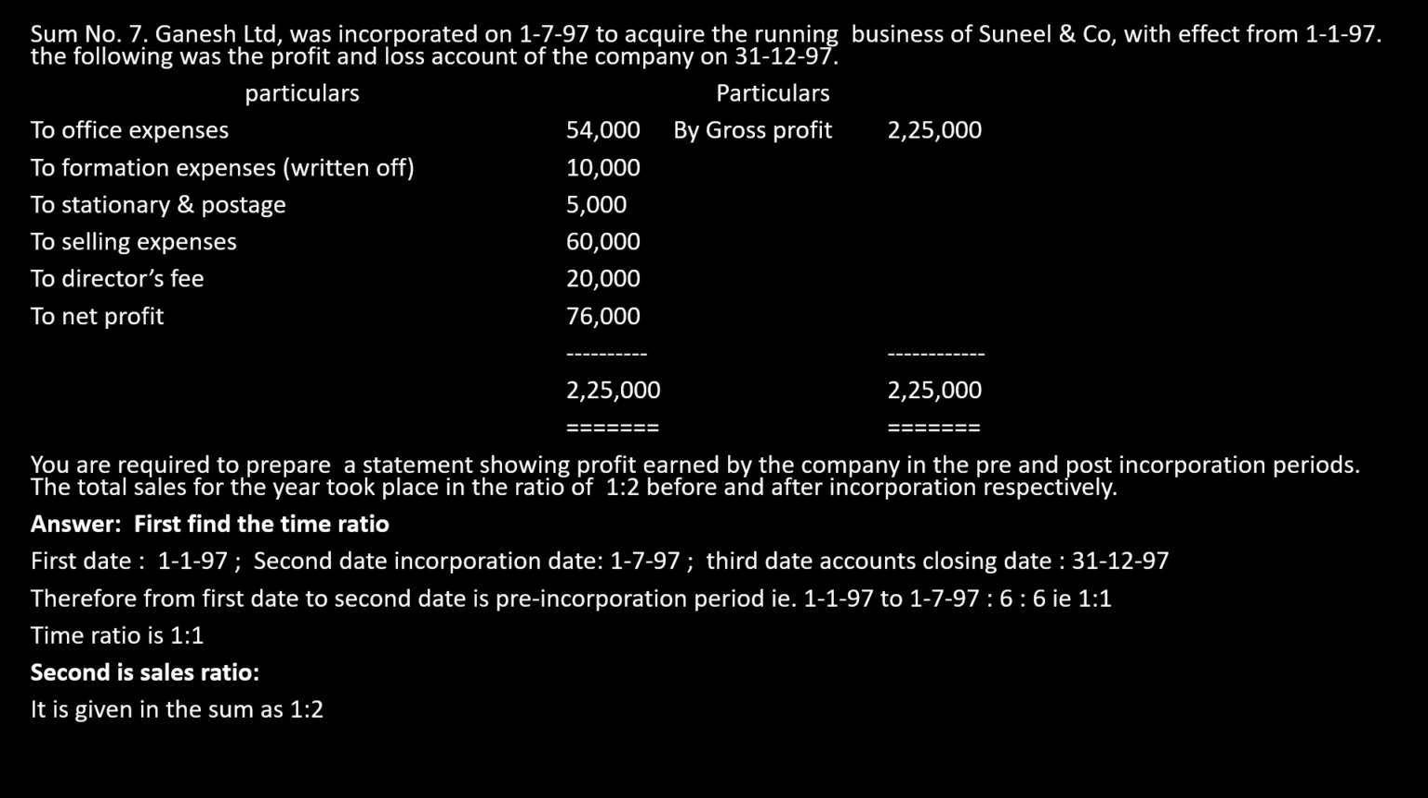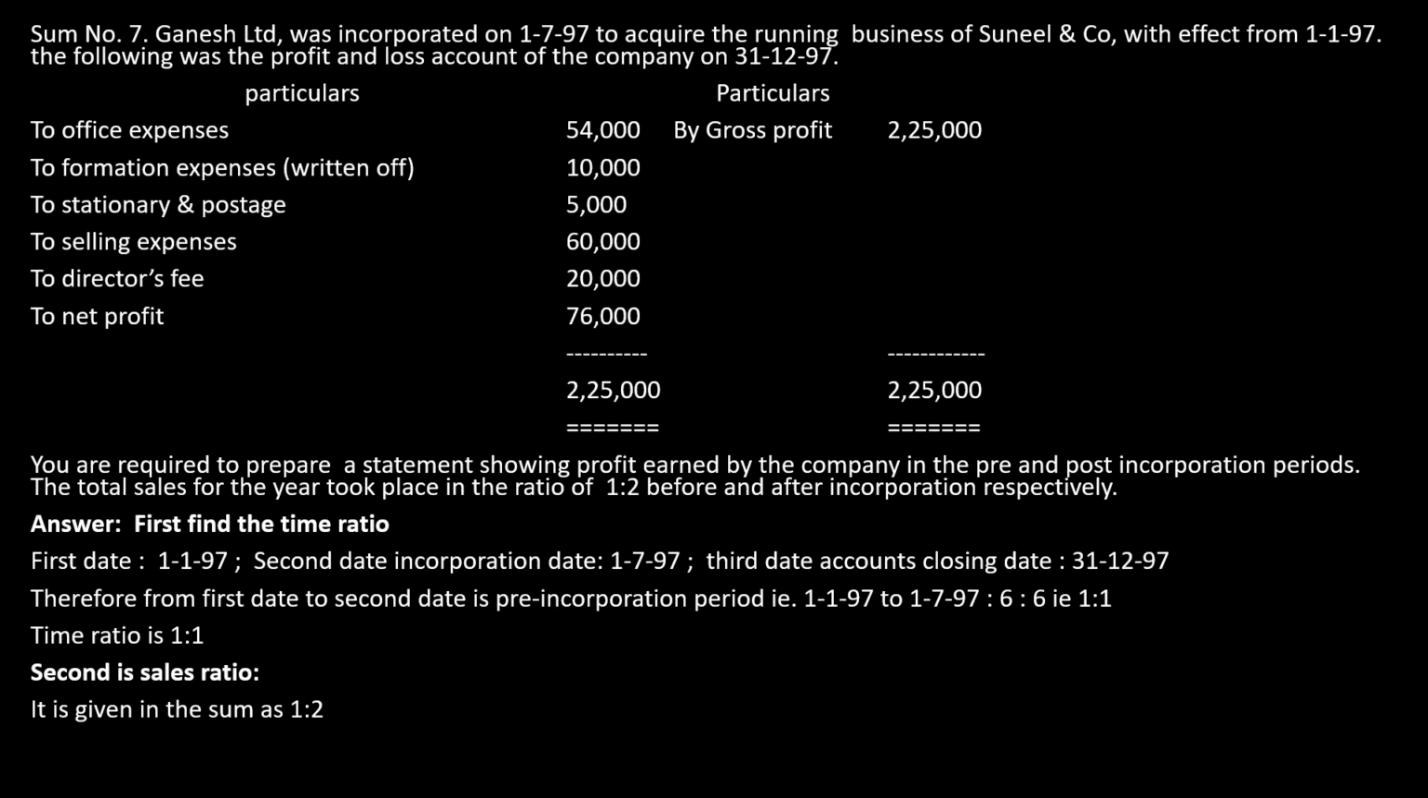You are required to prepare a statement showing profit earned by the company in the pre and post incorporation period. The total sales for the year took place in the ratio of 1:2, which means the problem directly gives you the sales ratio, that is 1:2, before and after the incorporation. Now we'll go to the answer.